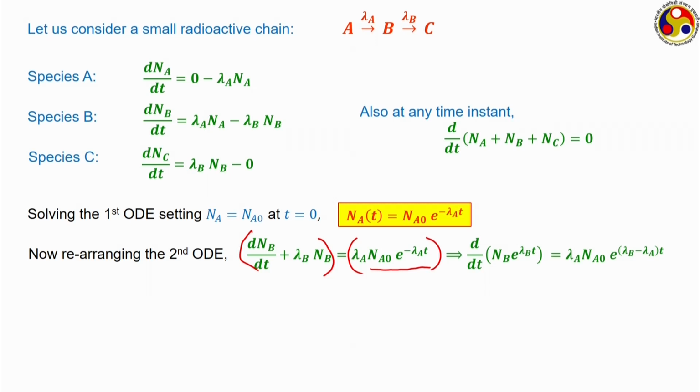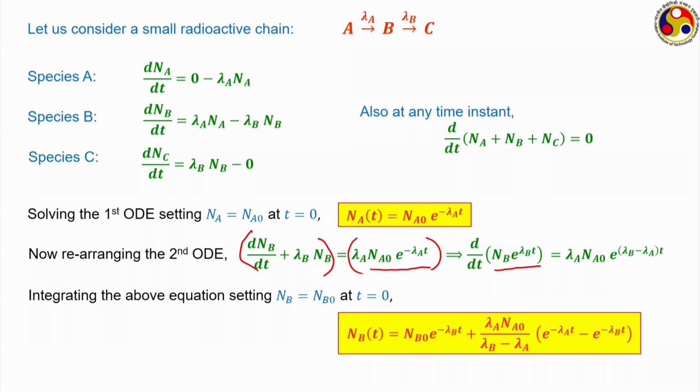We can write the left hand side as the time rate of change of this product of Nb and e to the power lambda b t, and the right hand side is a straightforward form. This can be integrated from time t equal to 0 to whatever time t we want, taking Nb equal to Nb naught as the initial number of nuclei of B, and accordingly we get this particular mathematical form of Nb.